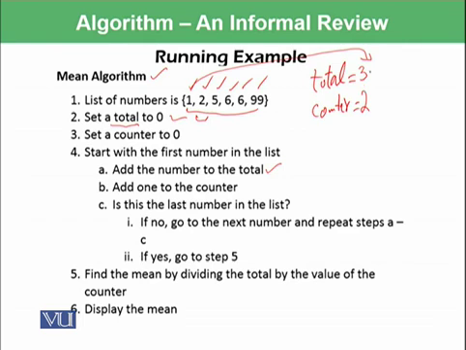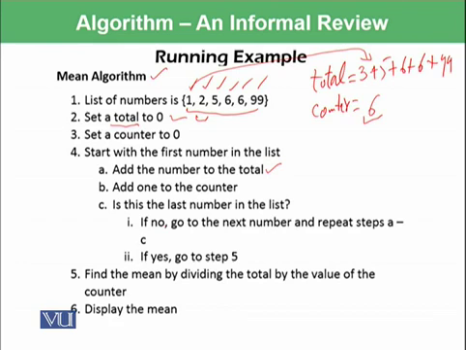Then it will have 3 plus 5, then plus 6, then plus 6, and then plus 99, while the counter goes up to 6. Is this the last number? Yes, 99 is the last number. At the moment, total contains the sum of all numbers and counter contains 6, which is the total count of numbers.